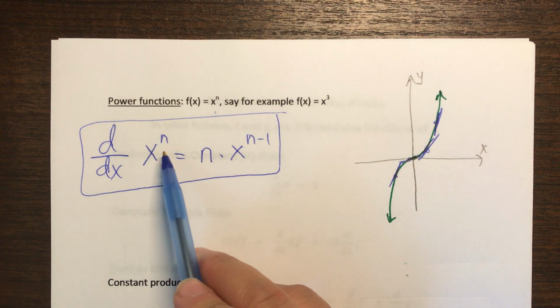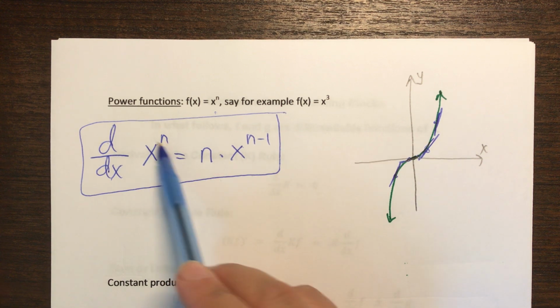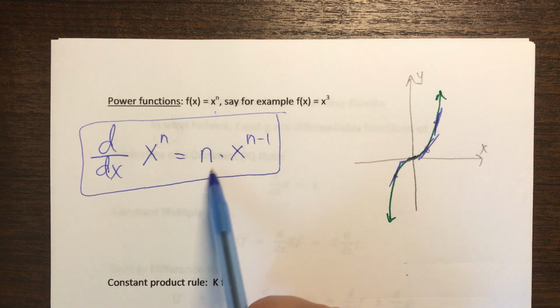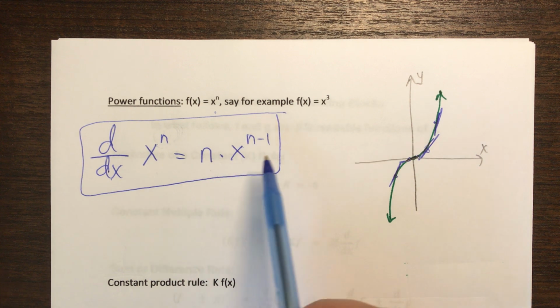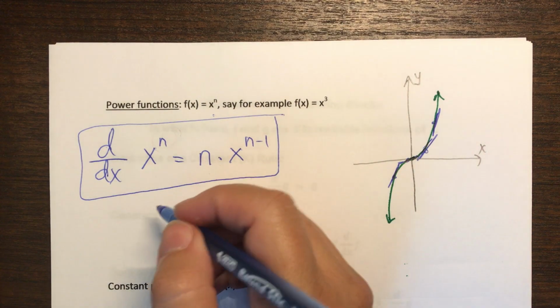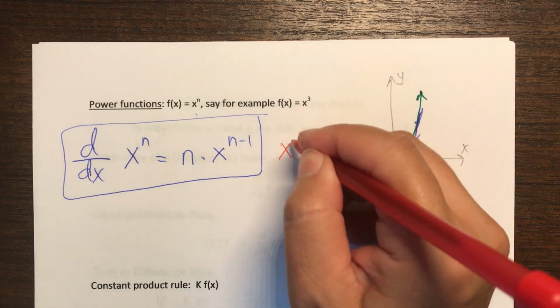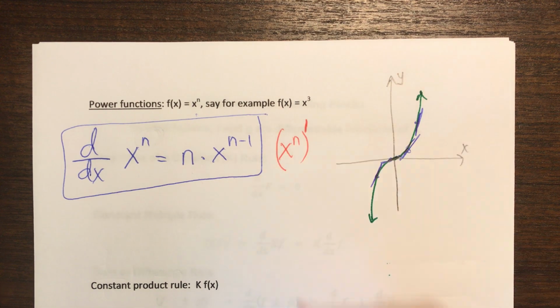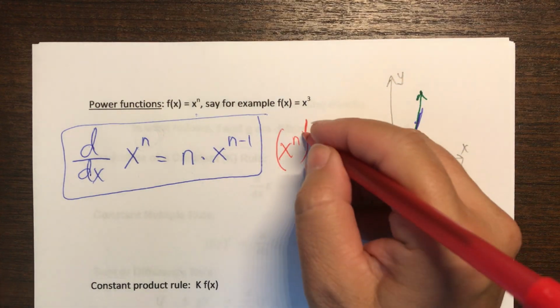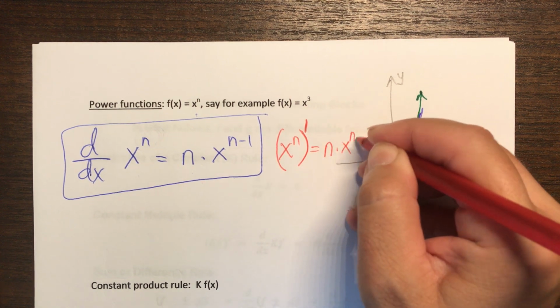So again, according to this formula, we're going to take the exponent up front and then multiply it by an x, and we are decreasing that exponent by 1. Written, if you want, with the Newton notation, the prime notation: the derivative of x to the n is n times x to the n minus 1.